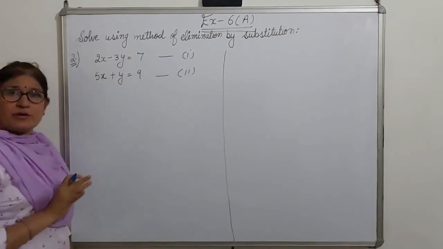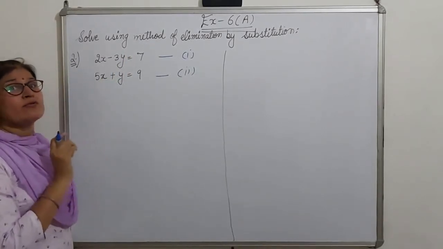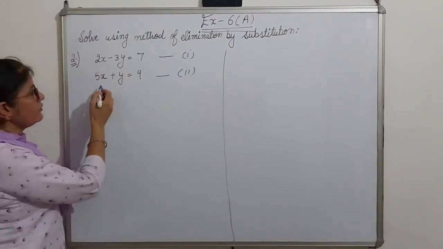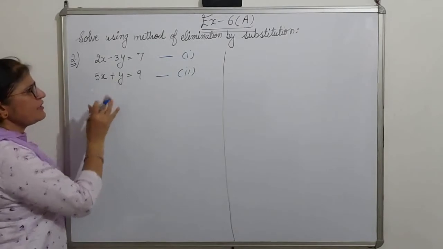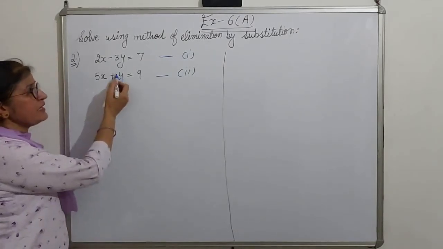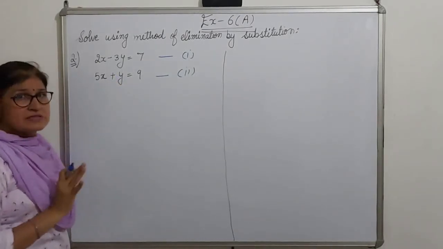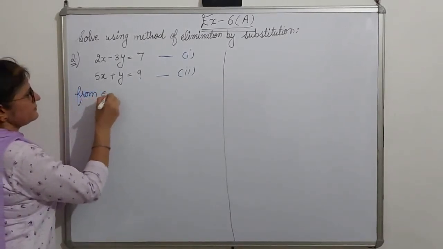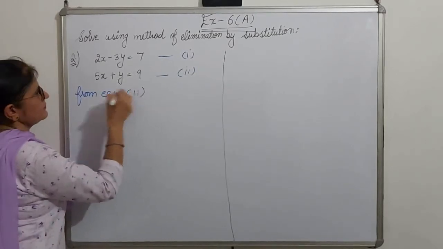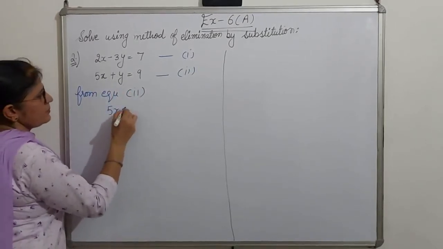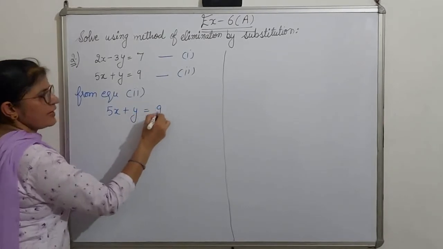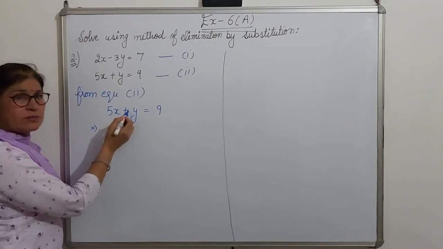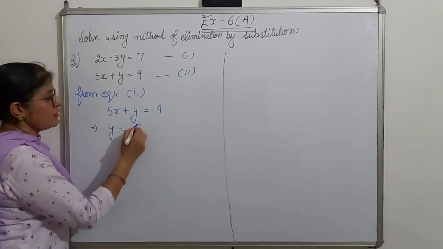Take any one equation and find value of variable. If you take first, then you can find x or y. If you take second, there also. You take the equation where the variable is not having any constant, if possible. So we will take from equation second, 5x plus y is equal to 9. So what will be y? See, y is not having any coefficient here, no number. So y is equal to 9.